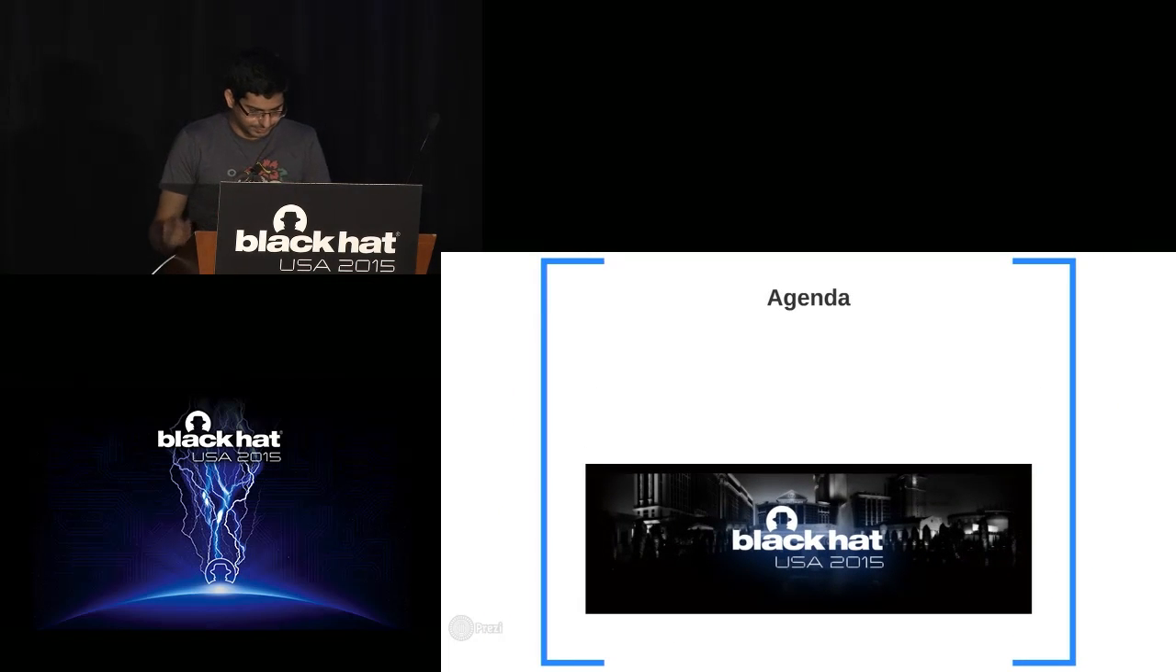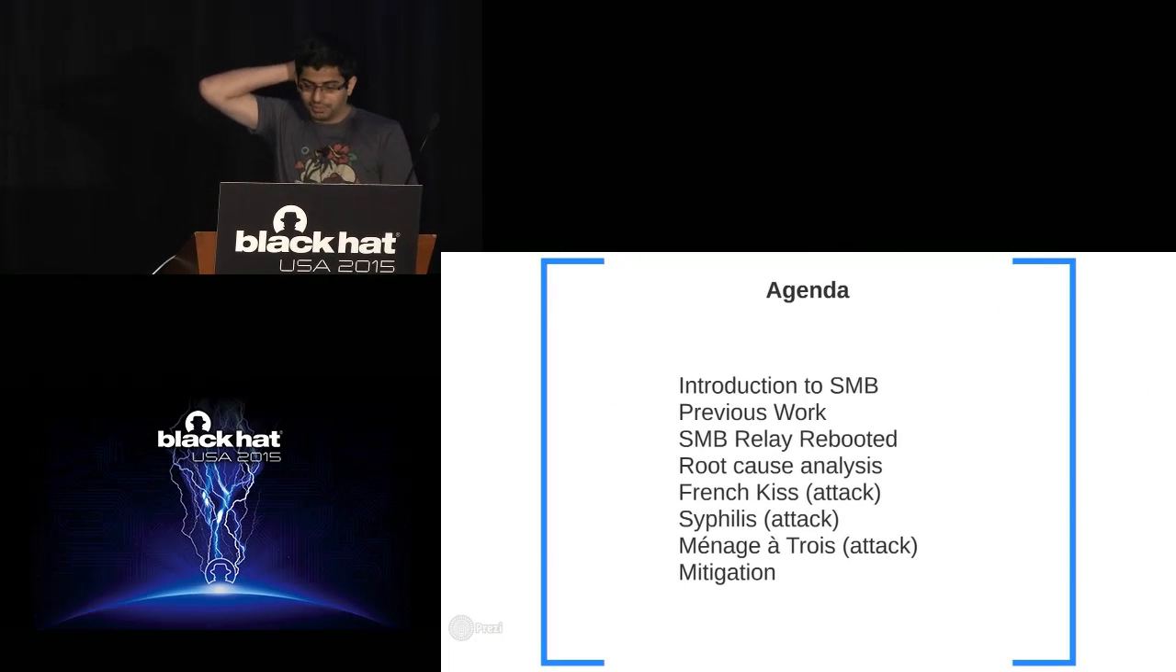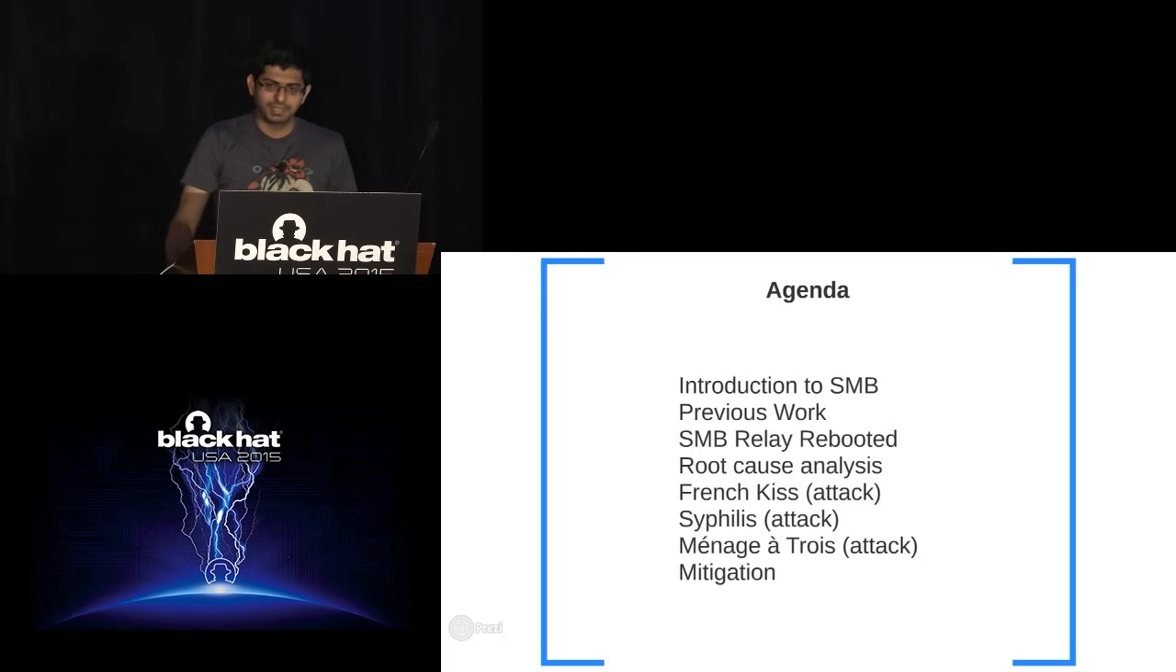Right, so agenda. What we're going to go through today, basically we're going to do an introduction to what SMB is, what kind of previous work is done for relaying SMB hashes, SMB Relay rebooted, which is basically us, our attack. Yeah, we have a couple of interesting attack names, courtesy Jonathan. French Kiss Attack, the Syphilis Attack, which includes malware, obviously, Ménage à Trois, and how do we mitigate against it?